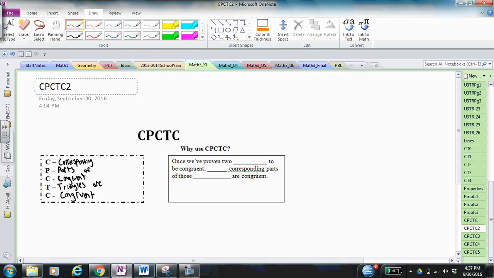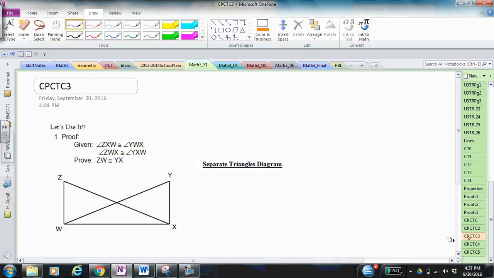But when do we use it? Once we've proven two triangles are congruent, then corresponding parts of those triangles are congruent. So first we have to show the triangles are congruent by side, angle, side, angle, side, or side, side, side. Then we can use CPCTC to talk about their parts.